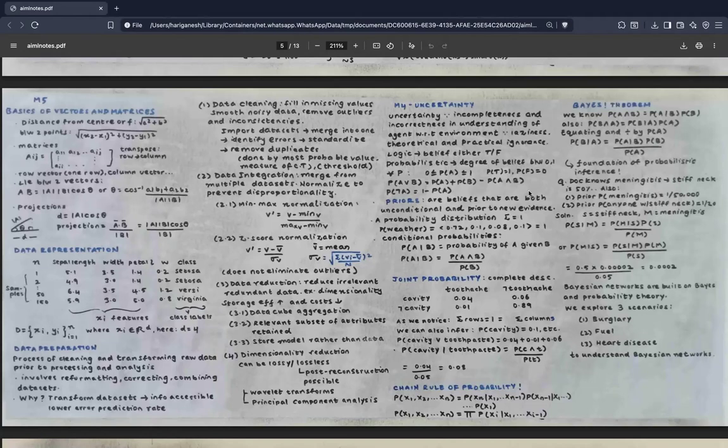A bunch of probability rules here that you probably need to know. You probably already know all this. But okay, what are priors? They are beliefs that are both unconditional and prior to new evidence, right? So something that you have already kept in mind. Conditional probabilities are defined here. So P of A given B is equal to P of A and B divided by P of B.